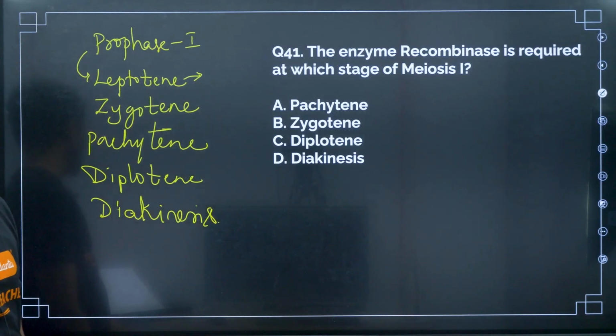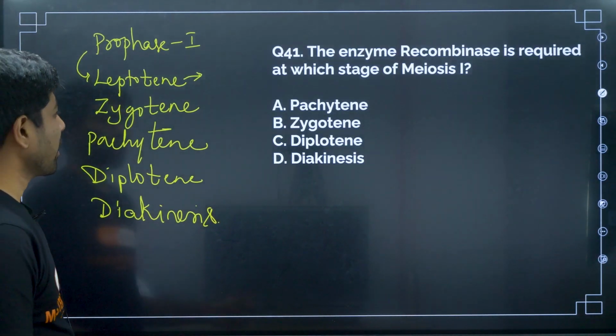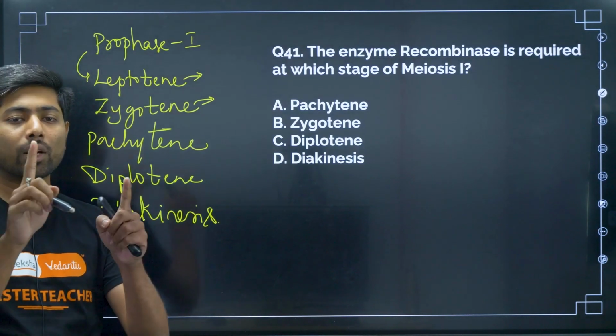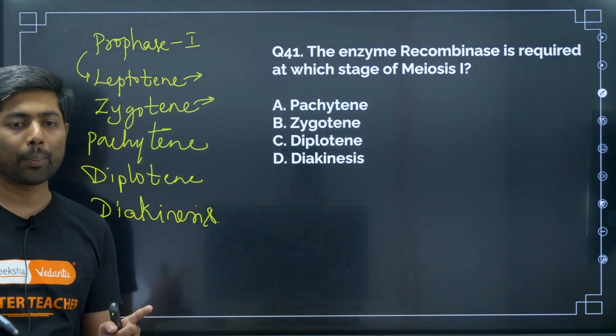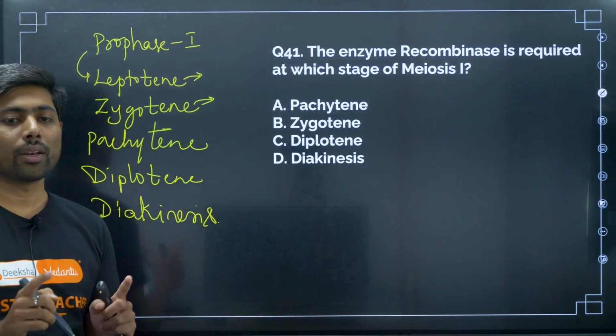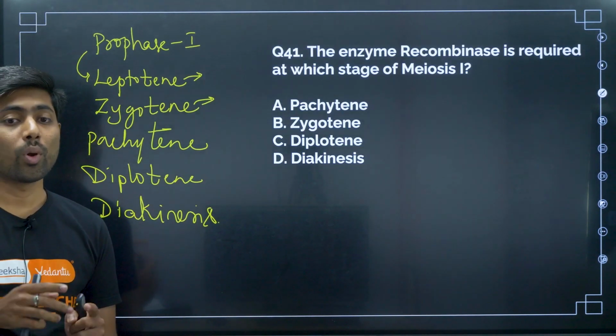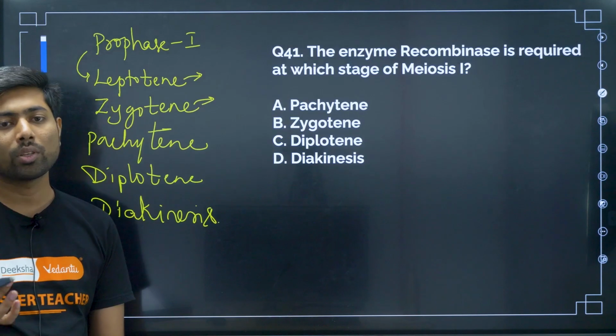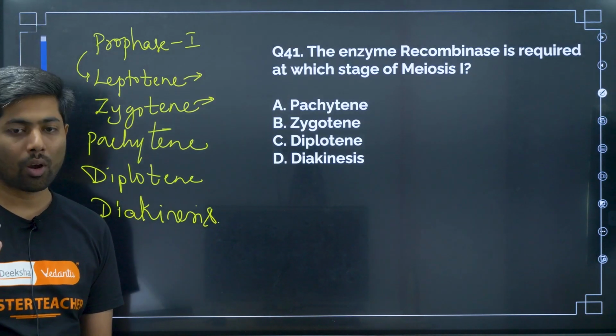Now what happens in leptotene? Chromosomes become visible, correct? Now in zygotene, what happens? The homologous chromosomes will start pairing together, right? Then they come in contact with each other. What do we call it? We call it synapsis, right? Pairing together, synapsis, and it takes place with the help of a protein called the synaptonemal complex.